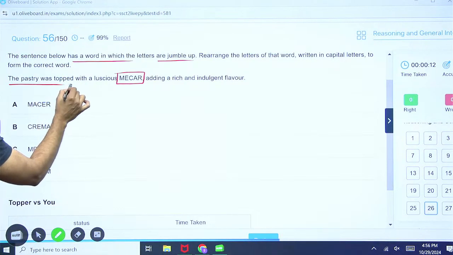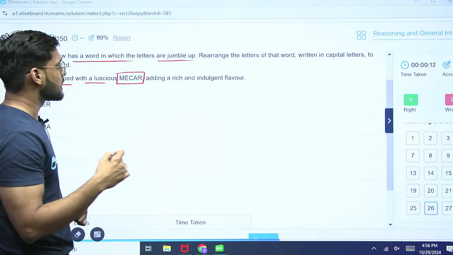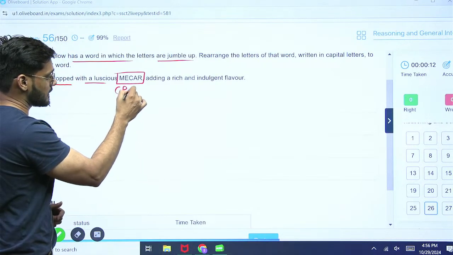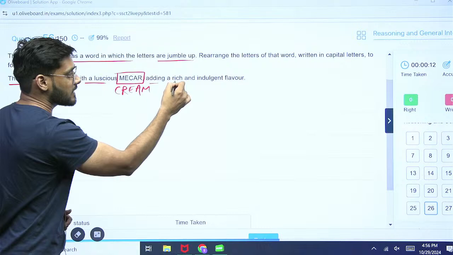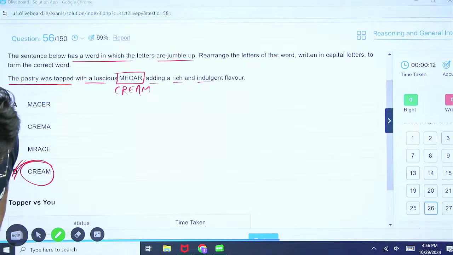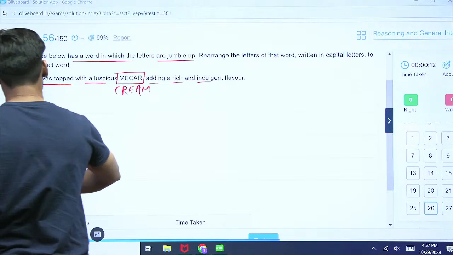The pastry was topped with a luscious what? Cream, C-R-E-A-M, adding a rich and indulgent flavor. So the right answer should be option number D, cream. Okay, let's move on to the next one.